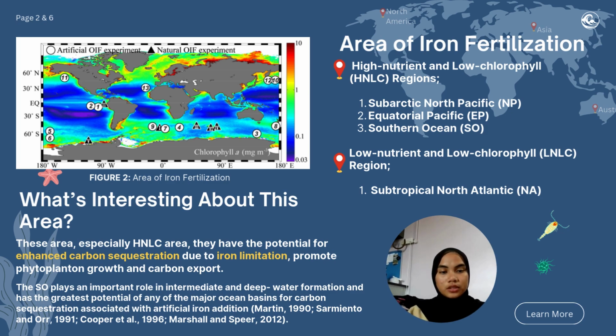According to Martin 1990, Sarmiento and Orr 1991, Cooper et al. 1996, and Marshall and Speer 2012, the Southern Ocean plays an important role in intermediate and deep water formation and has the greatest potential of any of the major ocean basins for carbon sequestration associated with artificial iron addition. The Southern Ocean in particular has enormous potential for deep sea carbon sequestration.